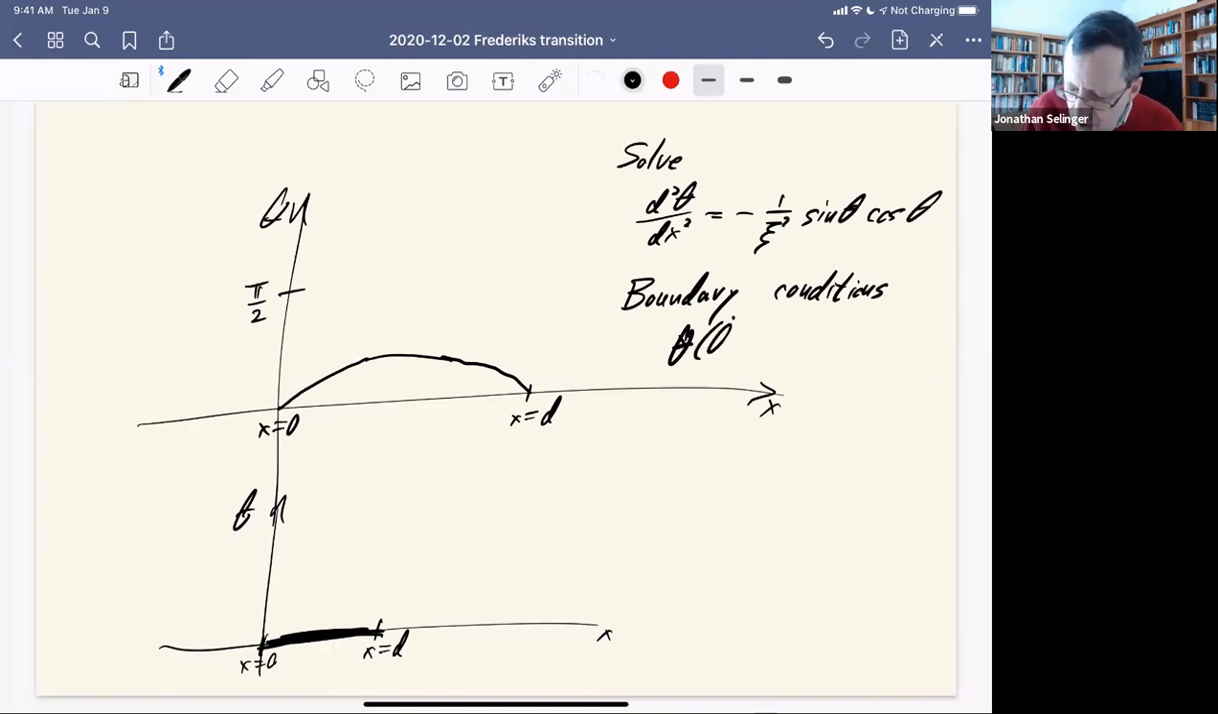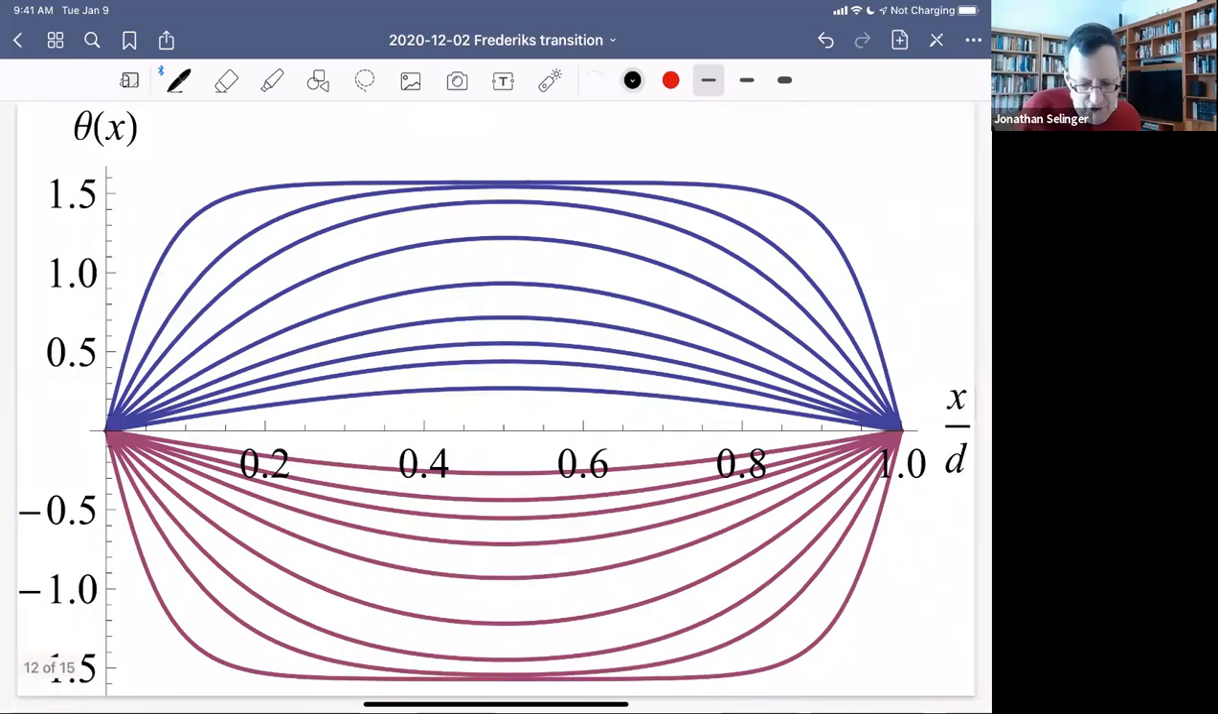Theta at 0 equals 0 and theta at d equals 0. So we can totally do this numerically, okay? So here is a numerical solution for varying values of the ratio d over psi, okay?